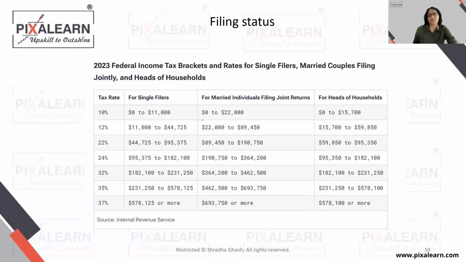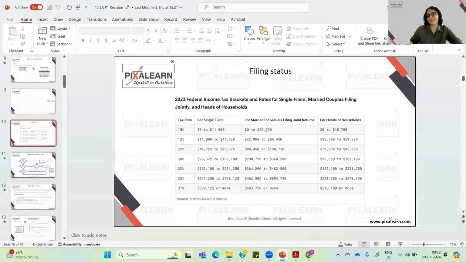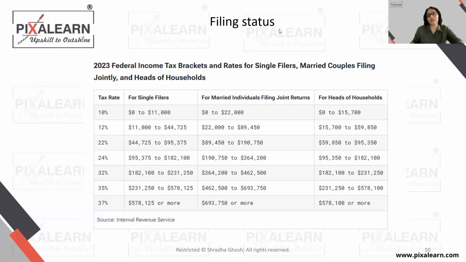So this is what we said, right? If I look at the 2023 rates, even though there are 5 statuses, there are only 3 rate structures: one for single, one for married filing jointly, and one for head of household. A qualifying widower is actually equal to married filing jointly, and married filing separately is half of married filing jointly. So, three different rate structures.